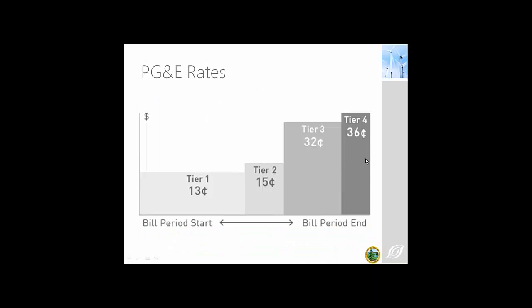Okay, here we go. So this is just describing how your rates work with PG&E, and this is going to be changing in the future. It hasn't changed yet, but in 2016 it will be. So right now there's a tier system.